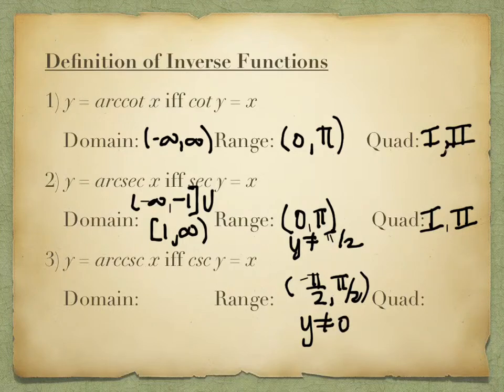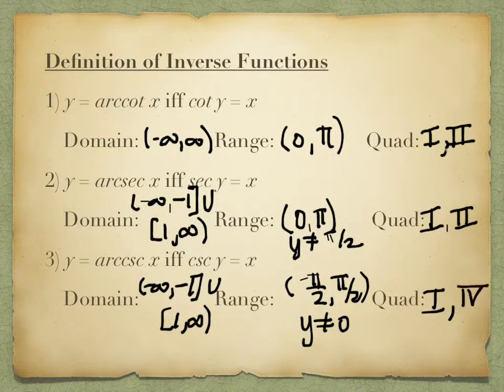If I were to look at the domain for that, the domain would have the same feel as the secant graph did. It would be negative infinity to -1, union 1 to infinity. And if you're taking a look at that quadrant, what quadrants correspond in negative pi halves to pi halves? 1 and 4. So it is very interesting to look and sort of make some comparisons.